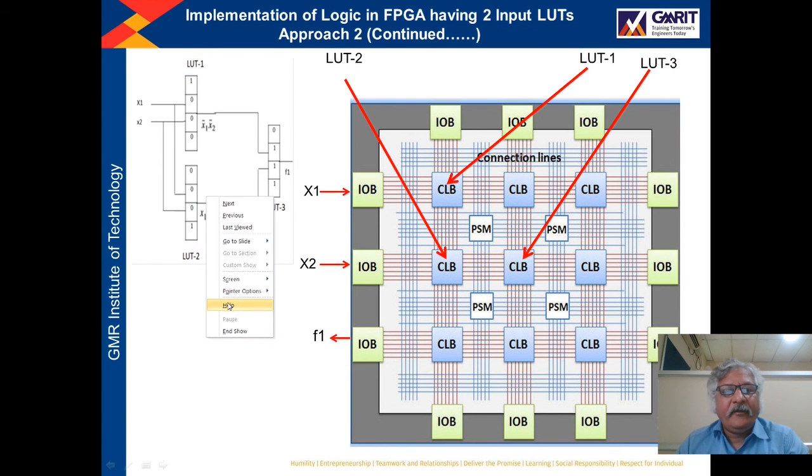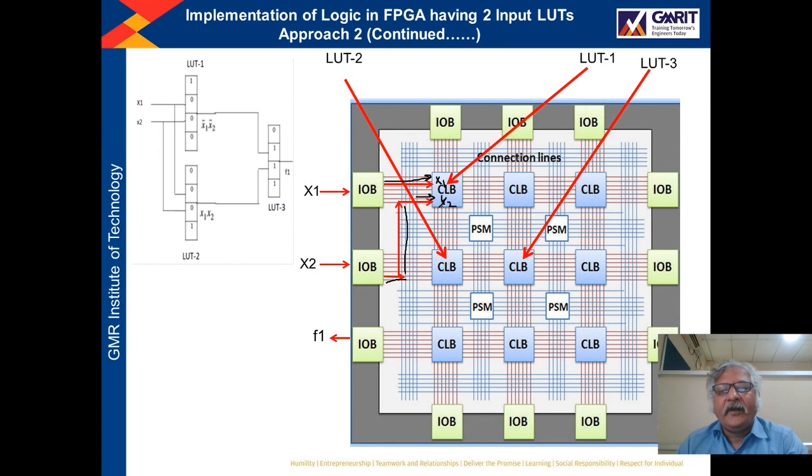Now the routing will be done. For the routing, automatically by using the bit file, particular routing will be done. So it may be in this way. X1 will be routed to this CLB because here LUT1 is there, which is implementing my X1 bar dot X2 bar. Now X2 will be routed here. From here it may be routed here. From here it may be routed here. So now X1 and X2 both are the inputs of this LUT. X1 and X2 are the input of this CLB, right? So here X1 bar dot X2 bar is implemented.